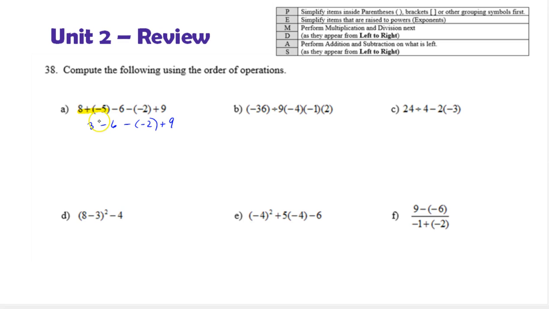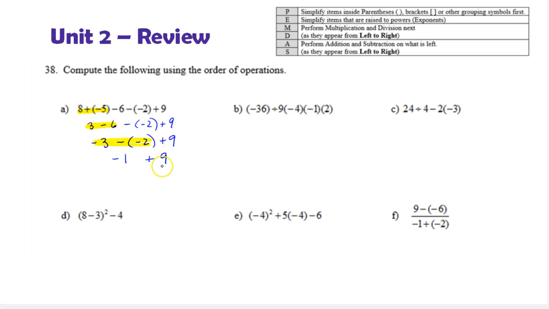So now we have 3 minus 6. Well, that's like 3 plus negative 6, which is negative 3, minus negative 2 plus 9. Okay. Now here we have negative 3 minus negative 2. Remember, we could think of this as negative 3 plus positive 2. And this is negative 1.